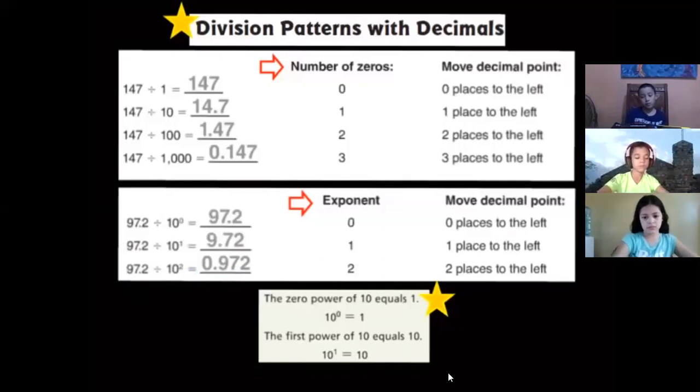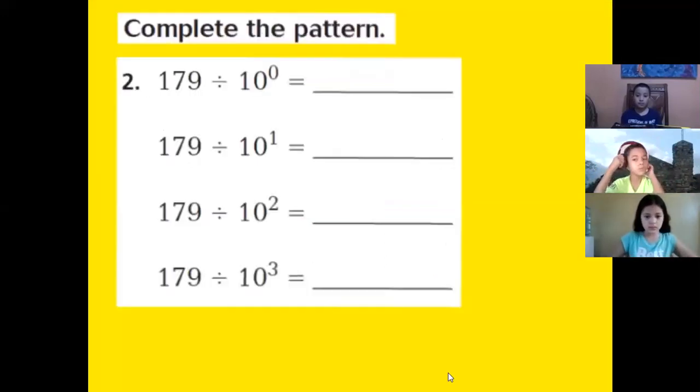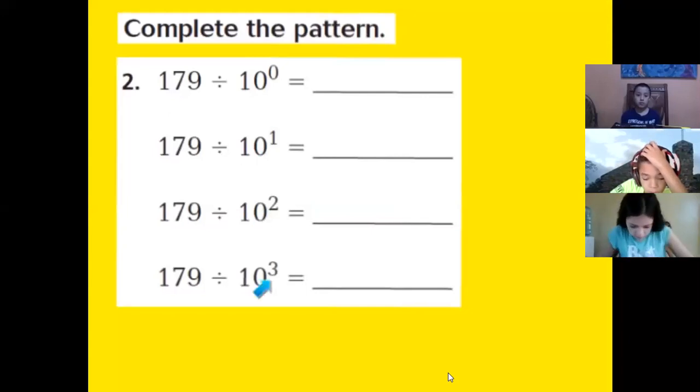Now, these two examples reinforce our key concept that says, as you divide by increasing powers of 10, the decimal point moves 1 place to the left for each increasing power of 10. Now, let's put this knowledge into practice. Now, let's take a look at question number 2. Our job here is to complete the pattern, and what I noticed is in question 2 that each one of my divisors has exponents. I have the 0 power of 10, the first power of 10, the second power of 10, and the third power of 10.